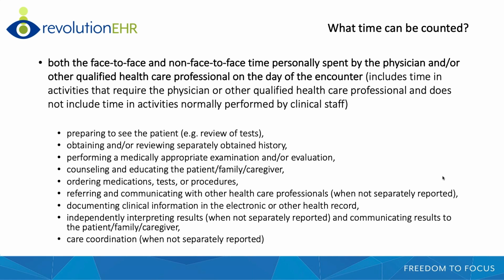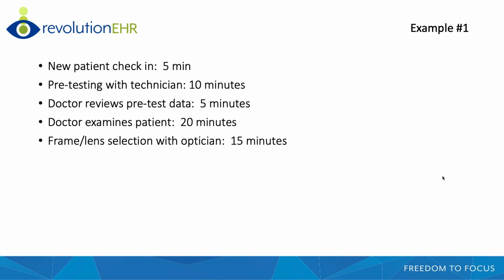The bulleted list here, running down the bottom, are the types of things that can be included in total professional time. So you preparing to see the patient, reviewing pretest data, things like that, obtaining or reviewing separately obtained history, performing the exam itself, counseling the patient and their family, ordering medications, tests, procedures, referring and communicating with other healthcare professionals when it's not separately reported, documenting the information in the EHR, independently interpreting results when not separately reported. And that parenthetical is an important one. When we're talking about special testing, we'll try to go through an example of that in just a second to highlight what that means. And then finally, care coordination on the bottom.